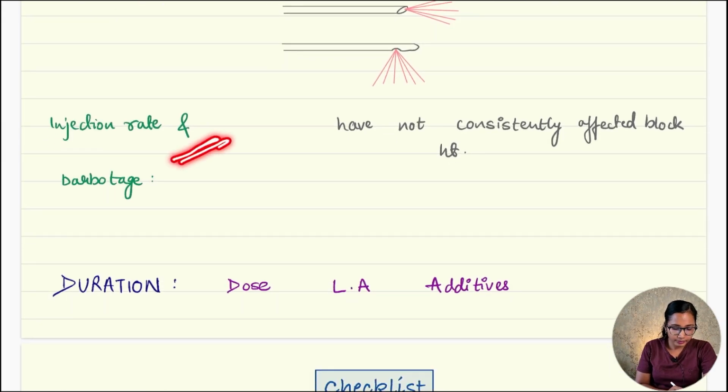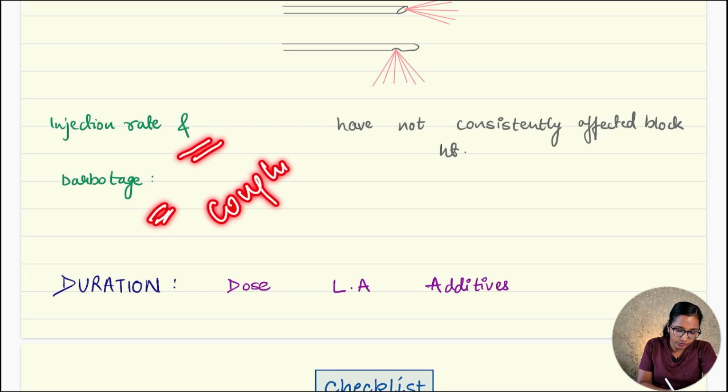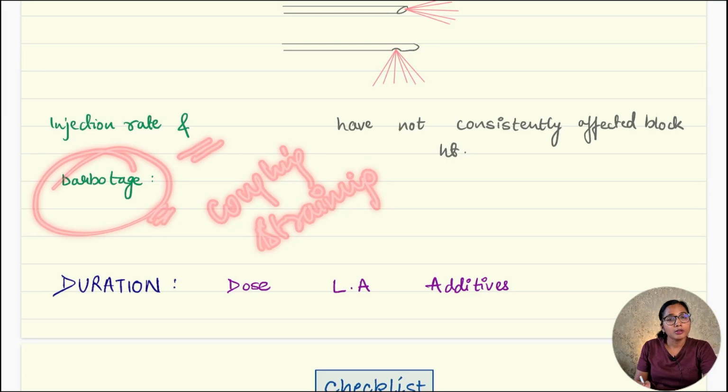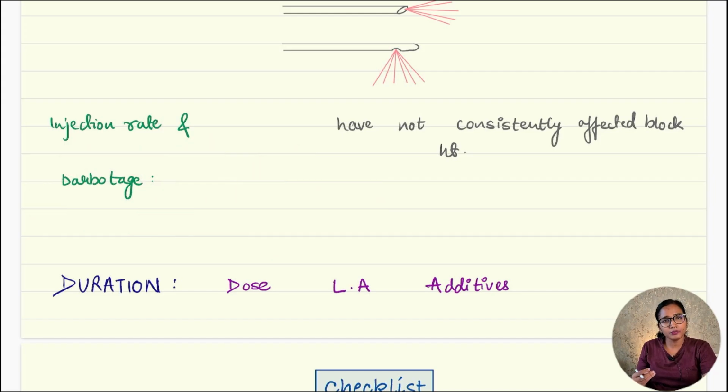Injection rate, barbotage, coughing and straining do not have any effect on ascent of the drug. What is barbotage? Barbotage is aspirating of the CSF while giving drug. So no effect. Duration of the block depends on the dose of the drug we are using, type of local anesthetic we are using, and additives we are using.